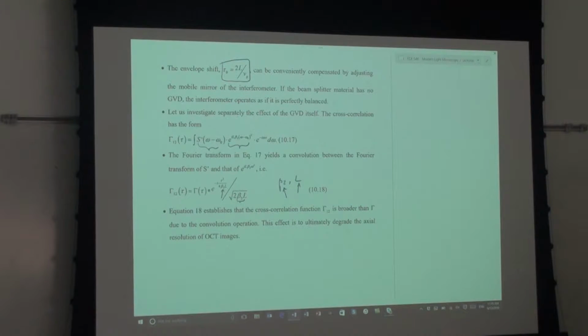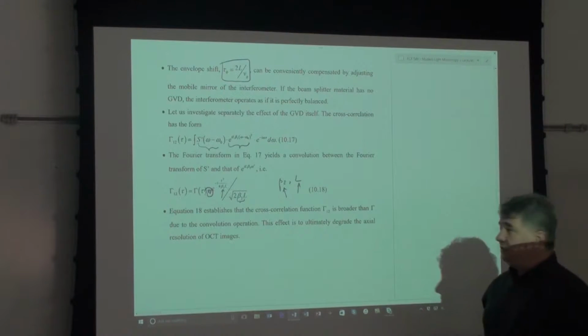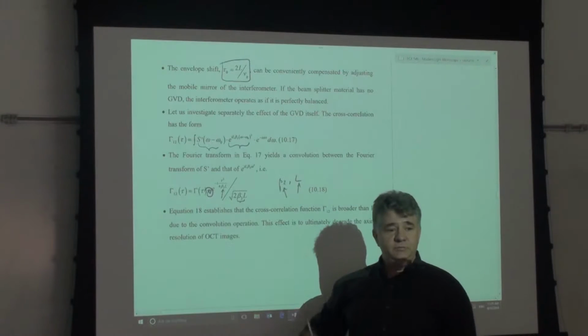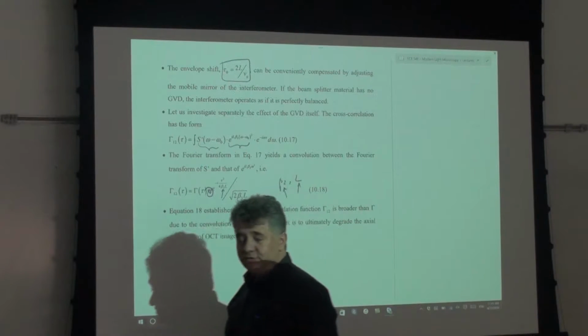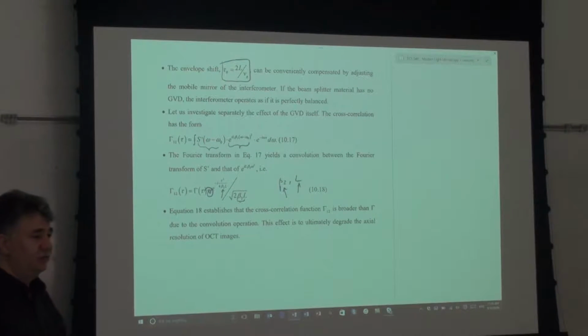Okay? That's it. So this is the equivalent of the higher order aberrations in an imaging system. There is no simple way to fix this. What you need to do, how would you fix this experimentally? How do you fix aberrations or dispersion? How would you do it?